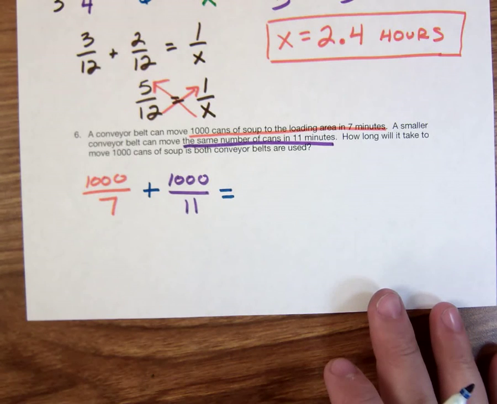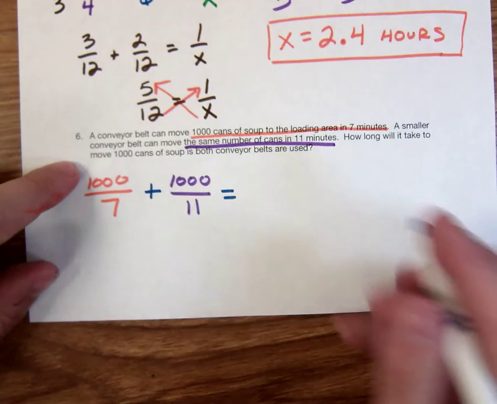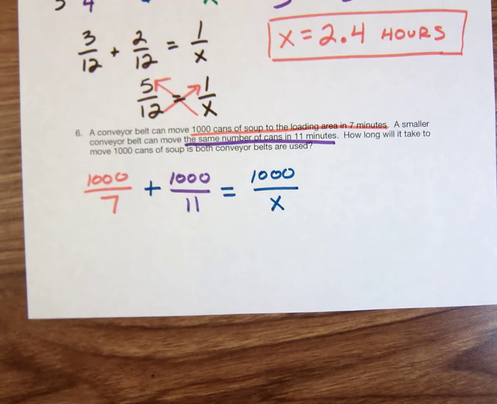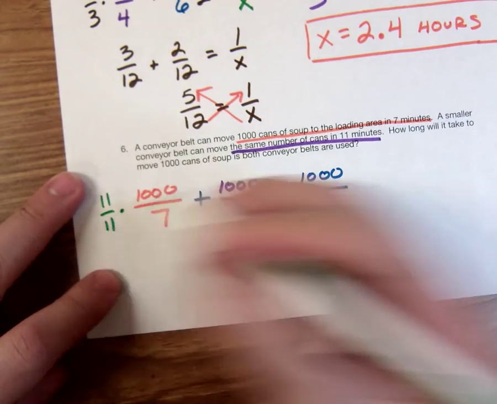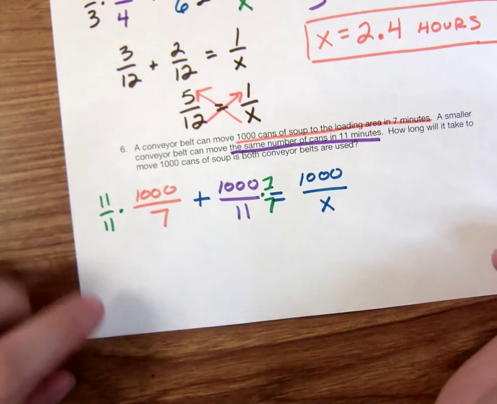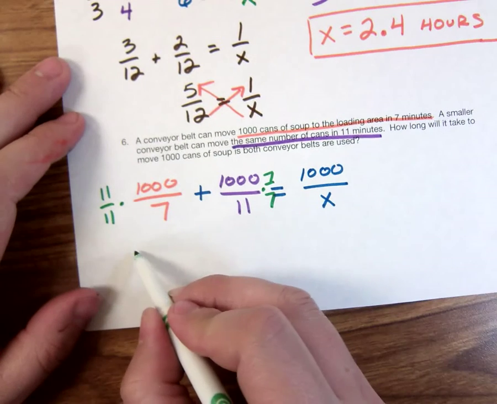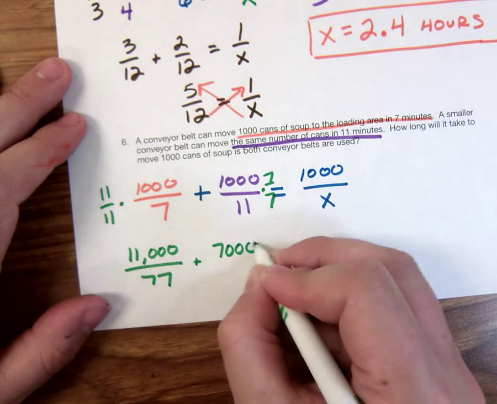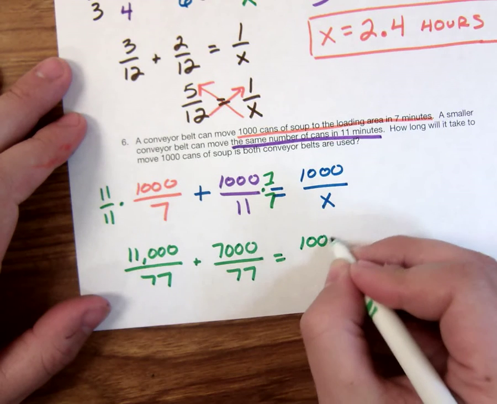X over 1. How many cans are they moving? Cans on top and hours on bottom. Together they're moving 1,000 cans, and we don't know how many hours. I can do it after I add 1,000/7 and 1,000/11. The common denominator to add those is 77. So to get a 77 denominator here, I'd multiply by 11 over 11, and to get a common denominator here, I'd multiply by 7 over 7. These are going to give me big numbers, but it's okay. This is going to give me 11,000 over 77 plus 7,000 over 77 equals 1,000 over x.